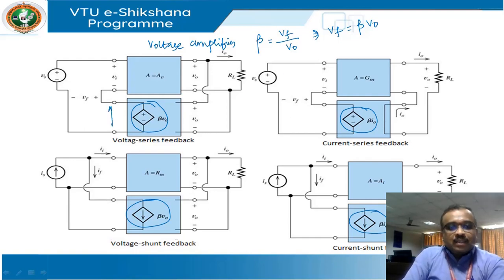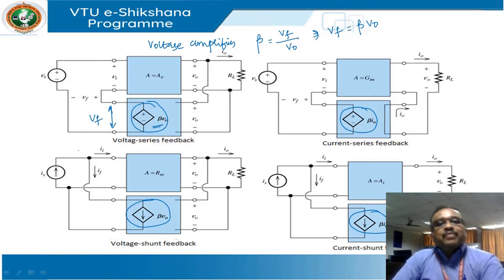And what is this? This is nothing but VF. And we are writing that VF as beta times V naught. So we are just indicating a dependent voltage source there. So likewise, you can do it for all the other three and understand what those current or voltage sources are indicating there. They are basically indicating the feedback quantity, which is nothing but the amount of voltage or current that is getting back to the input side in the out of phase way. Okay, so this is all about the topologies.